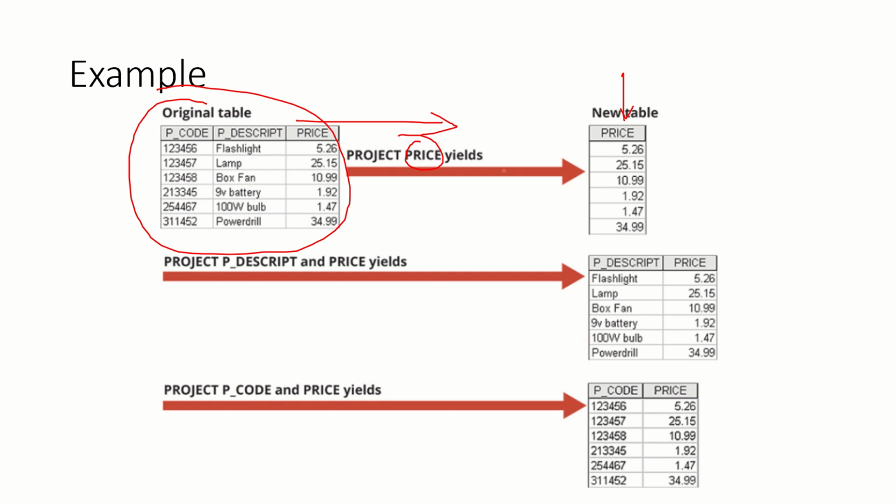In this new table, only the price is displayed. Okay, or you can try with the P code and the price, and this table will create only the P code and the price. This will produce only the P code and the price table.